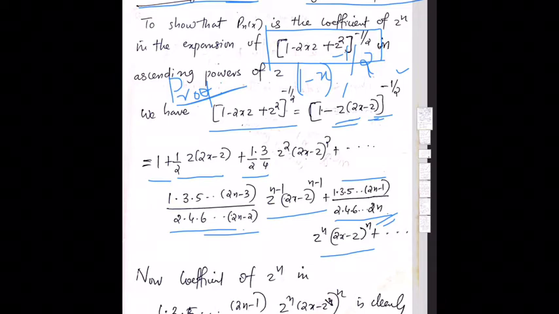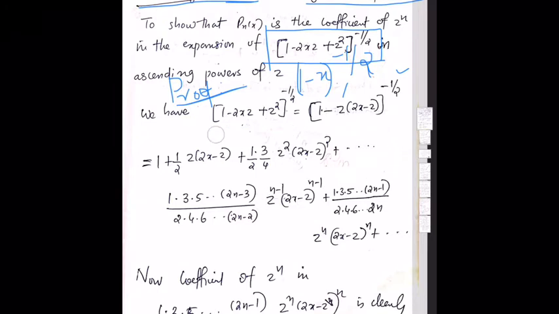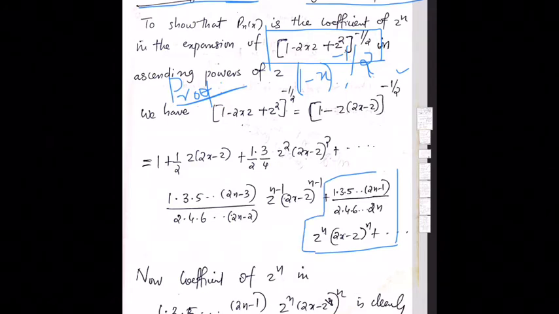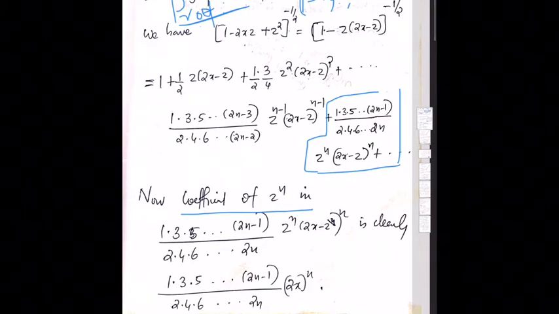As we expand, we will be getting this, and the nth term is this. Here we take the coefficient of z raised to n. The coefficient of z raised to n is taken in this term.